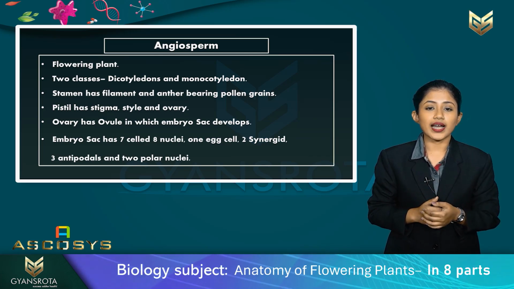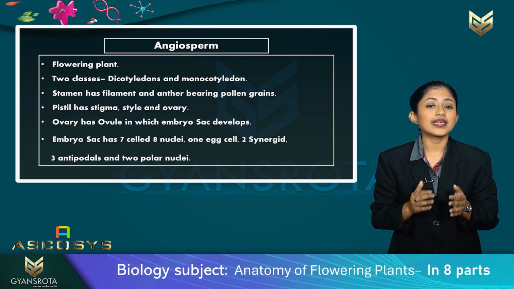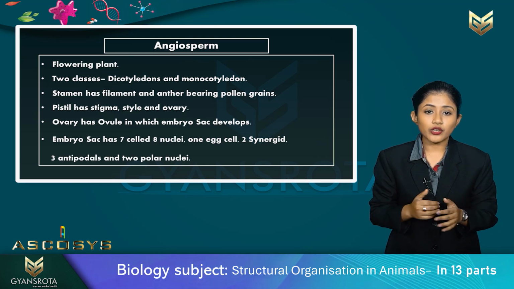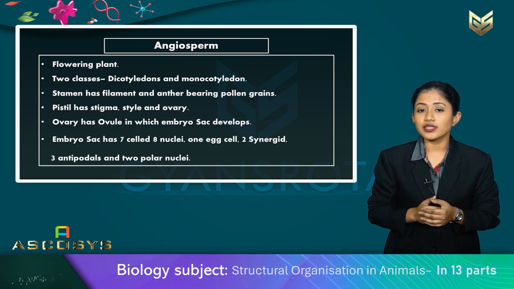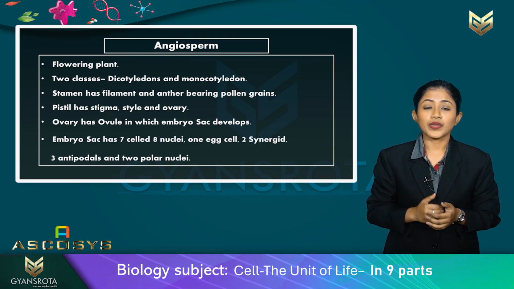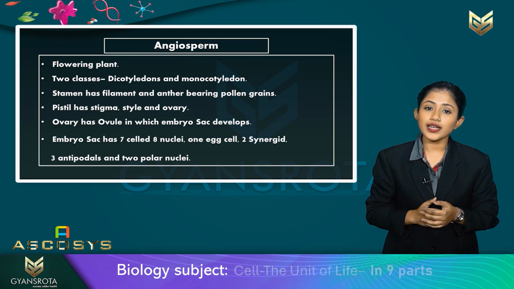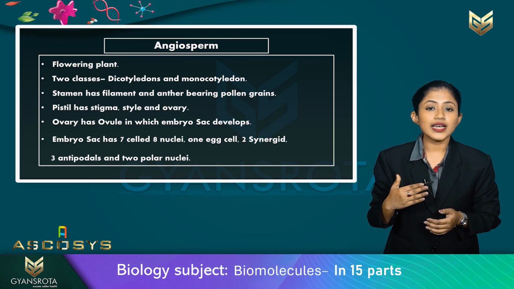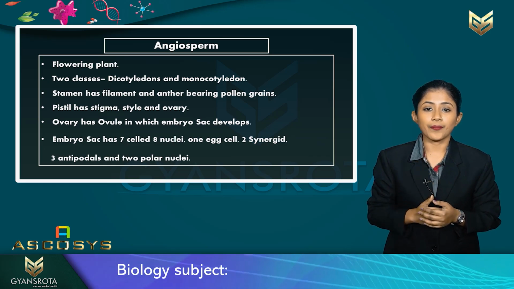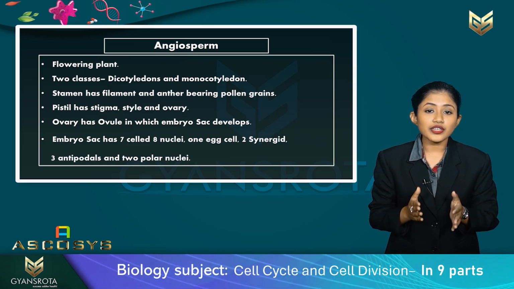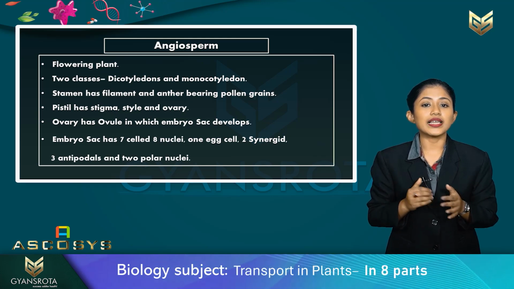The male gametophyte has a filament and an anther. These anthers are bilobed, and when mature, they release pollen grains. In the case of the female gametophyte, they have an ovary, then style, then stigma. So this is the general structure of the female and male gametophyte.